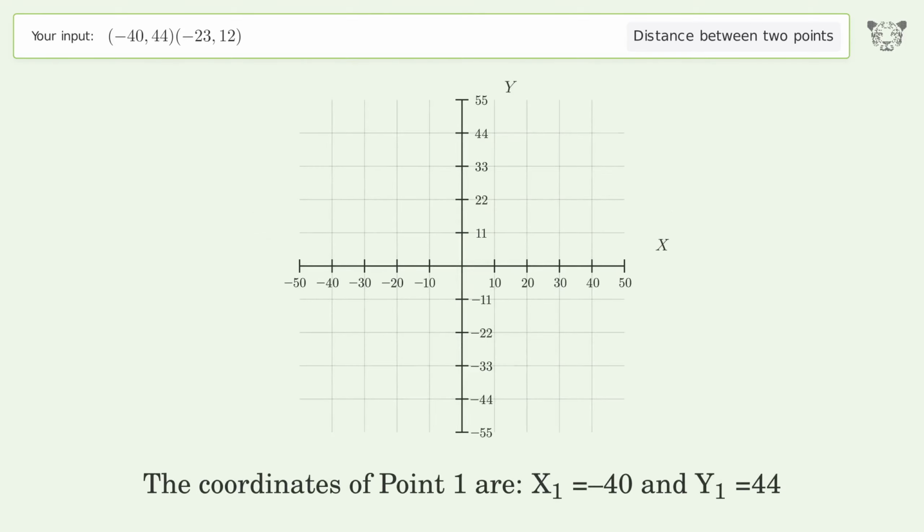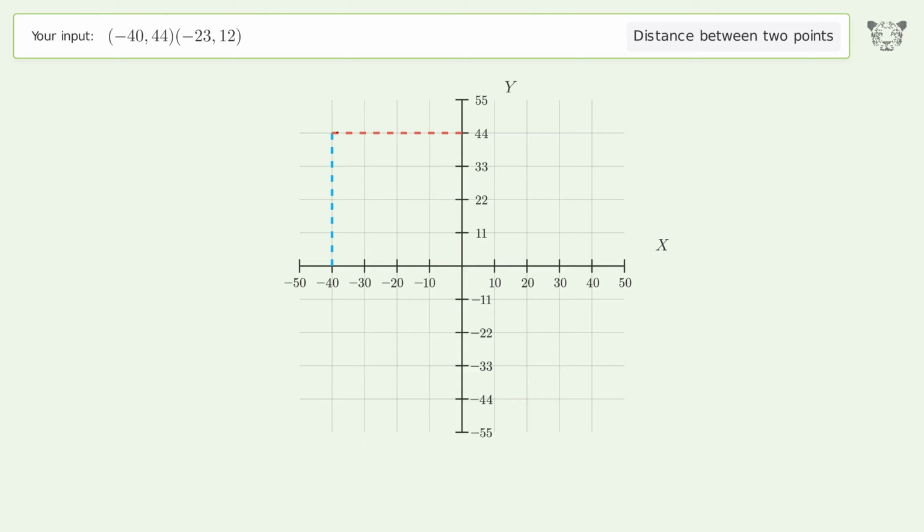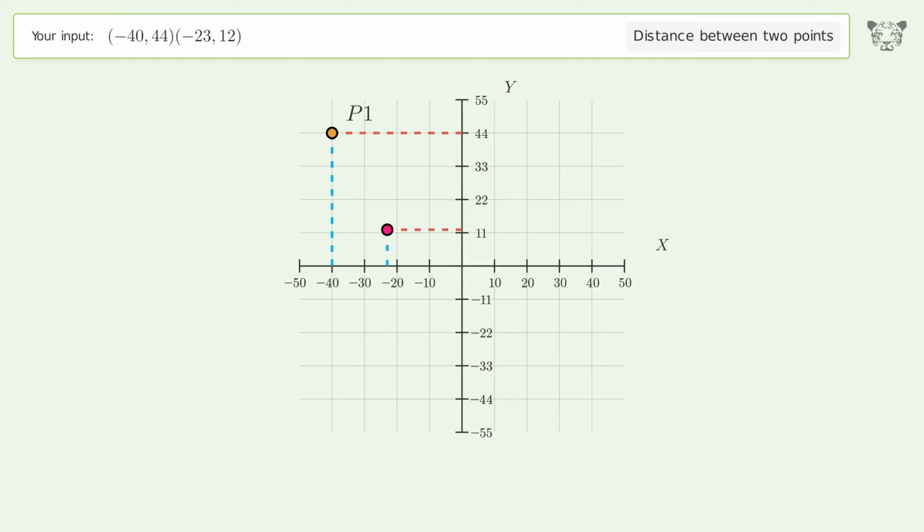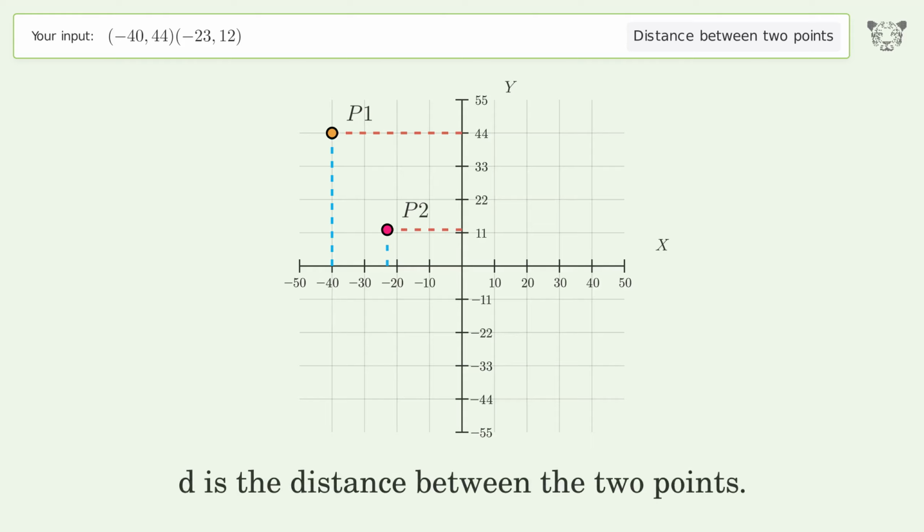The coordinates of point 1 are x1 equals -40 and y1 equals 44. The coordinates of point 2 are x2 equals -23 and y2 equals 12. D is the distance between the 2 points.